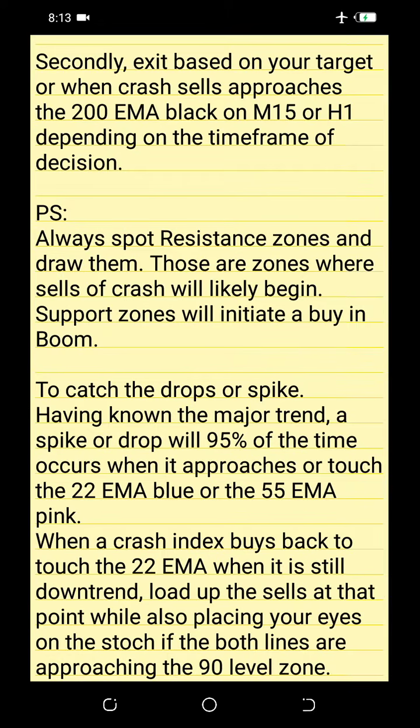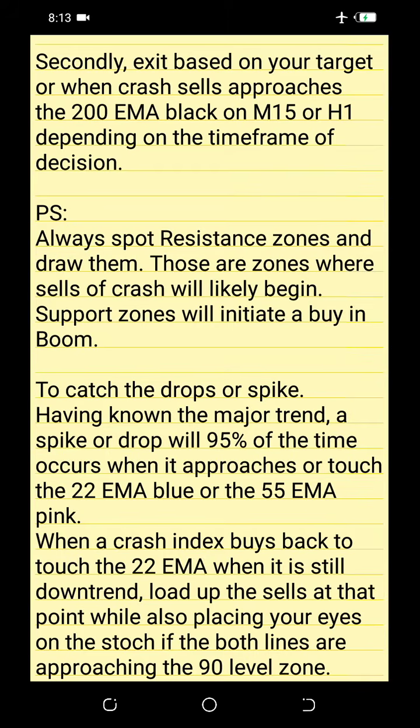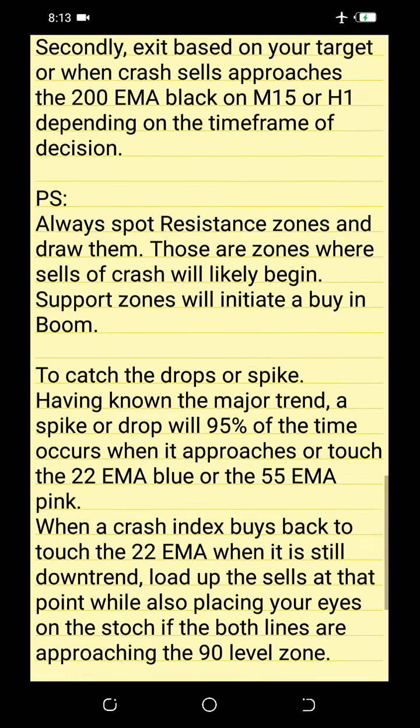And for those of you who have said it before, you can go and read about order block, that is IOF, institutional order flow. It will help you to be able to distinguish between normal resistance and demand and supply zone. So those are important because those are areas where crashes begin to take place. Okay, support zones will initiate the buy in boom. The opposite is for support is for boom, its resistance are for crash sales. To catch the drops or spike.